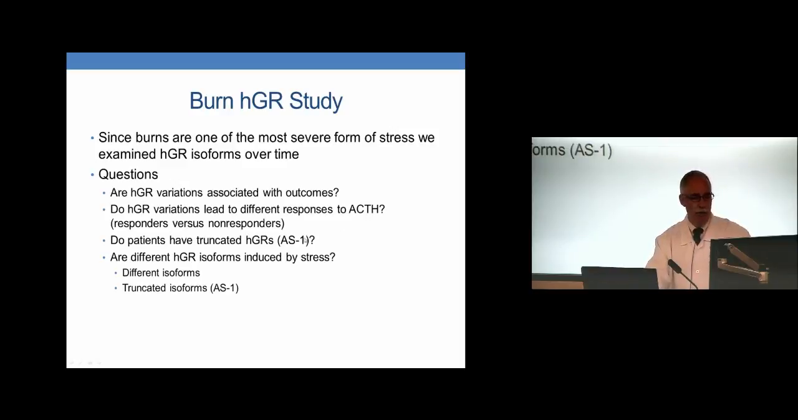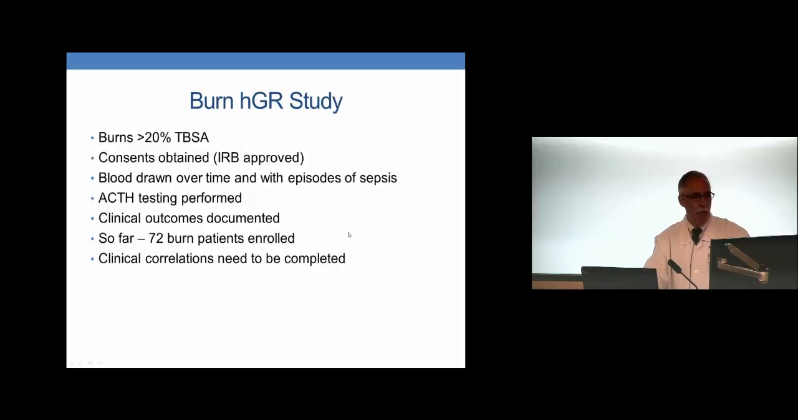We want to know if they have this truncated form that's hyperactive. So we've done a study, basically patients with burns greater than 20%. It's IRB approved and it's ongoing. We draw blood at different times. We follow their clinical course. We do some ACTH testing.